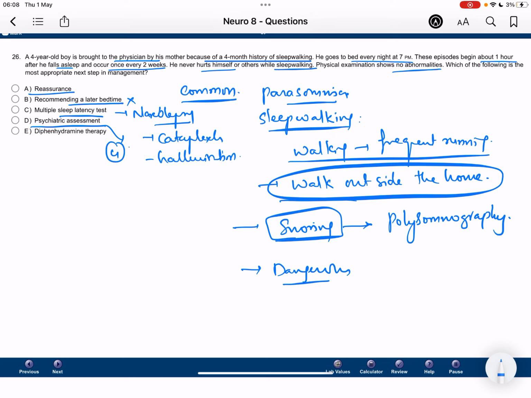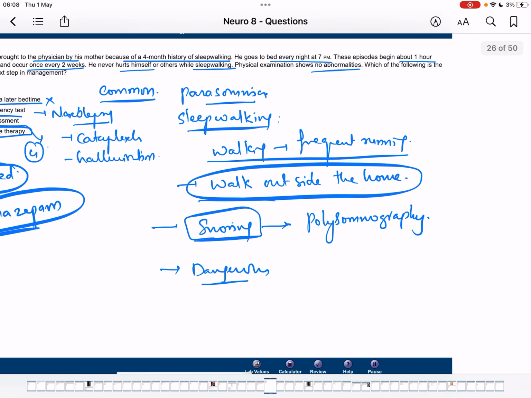Next, we talk about diphenhydramine therapy. Diphenhydramine therapy is usually not needed. If you want to use any medication in patients who have sleepwalking, it is basically clonazepam that we usually use.